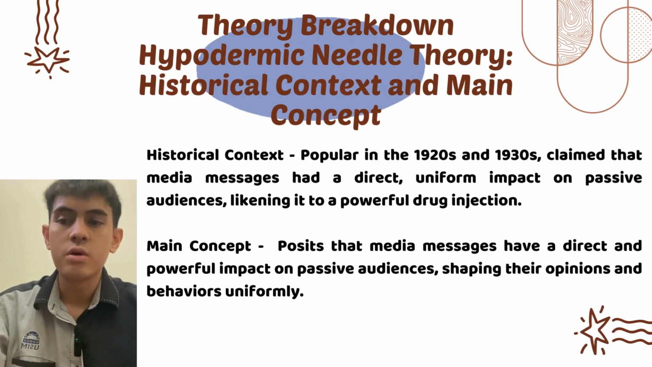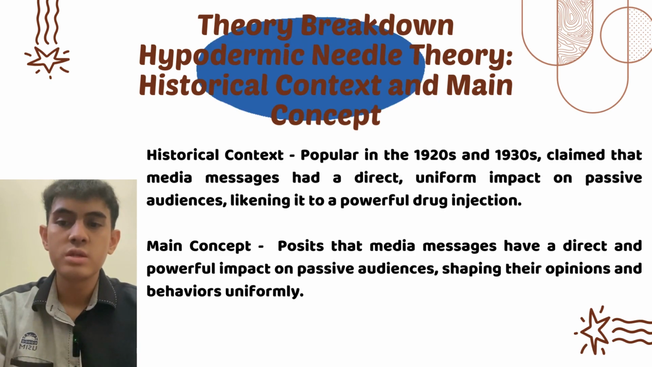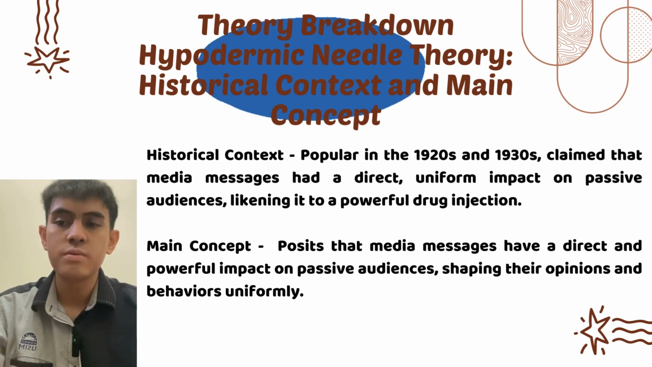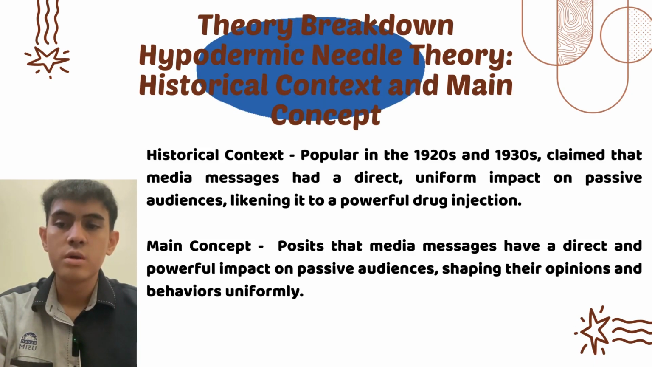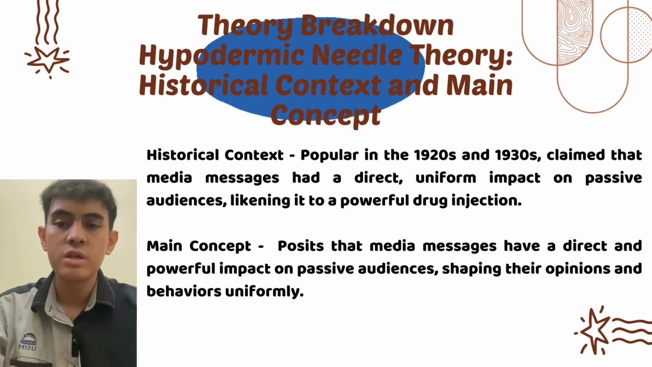For the theory breakdown, hypodermic needle theory, historical context and main concept. For the historical context, hypodermic needle theory, popular in the 1920s and 1930s, claimed that media message has a direct, uniform impact on passive audience, likening it to a powerful drug injection. For the main concept, it posits that media message have a direct and powerful impact on passive audience, shaping their opinions and behavior uniformly.